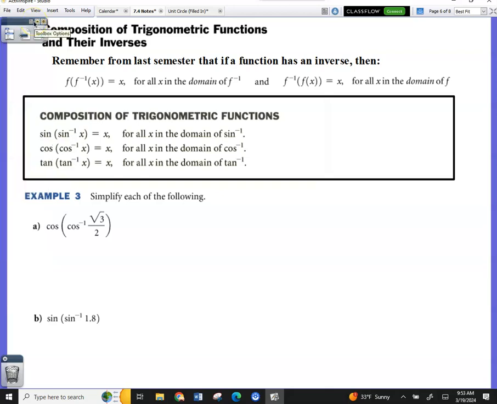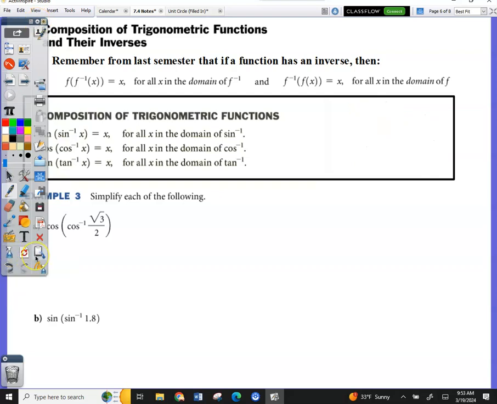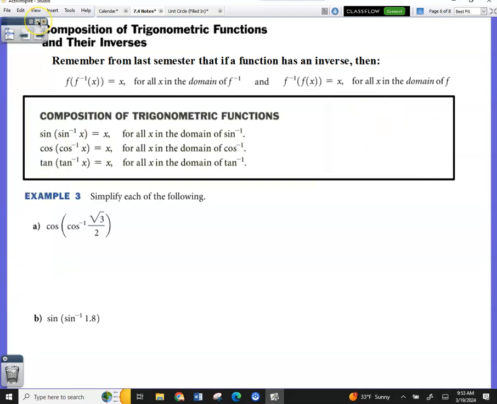This right here is composition of trig functions. You don't have to write this. I just want you to know what it's similar to. Do y'all remember when we had f of g? Remember this in college algebra? That was composition of functions f and g. Now what we're doing is compositions of trig functions.